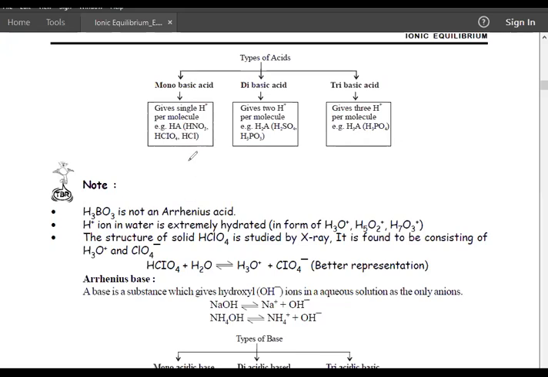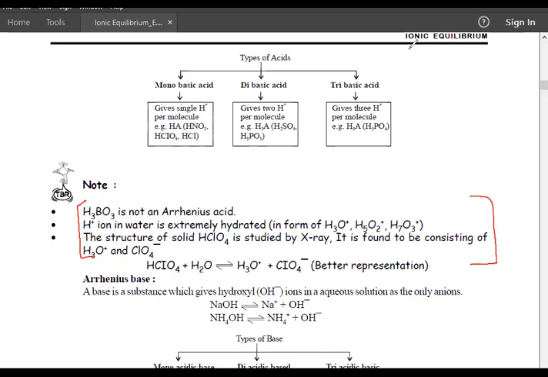Now H3BO3 is not an Arrhenius acid. Why? These are some exceptions that you have to remember. Just note it down.